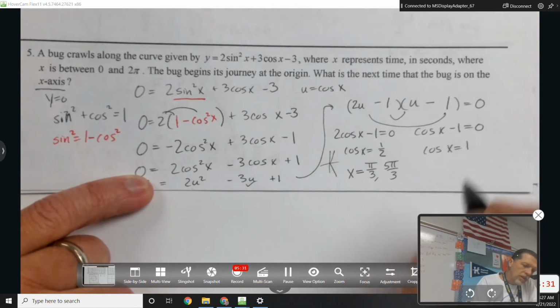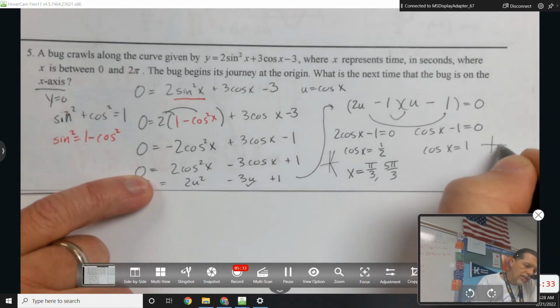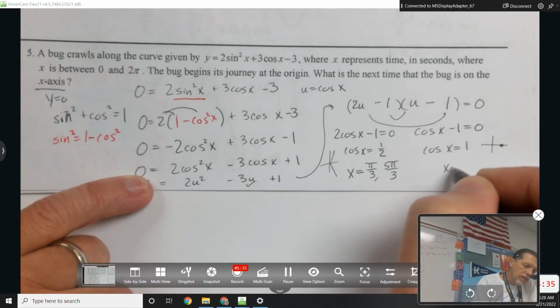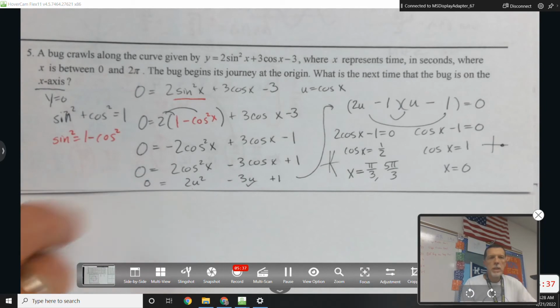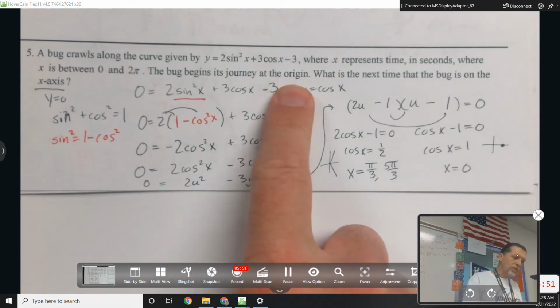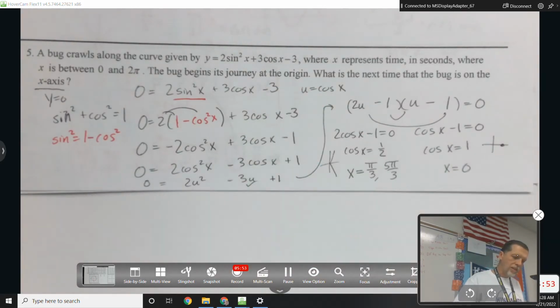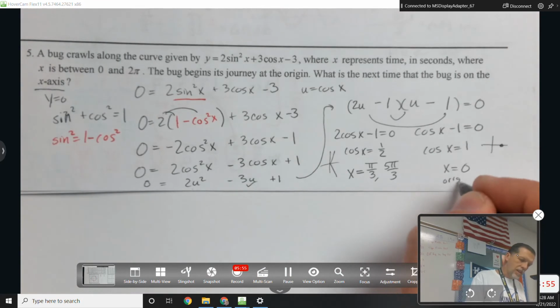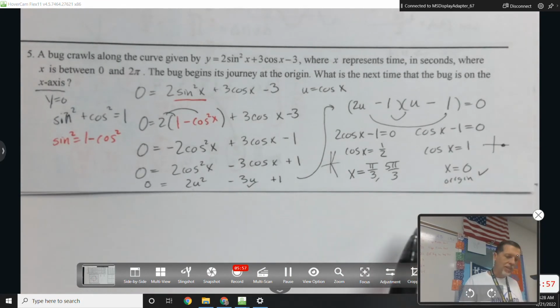And then cosine of x equals 1 at 0. But now let's read the question and make sure we answer the question that's asked. We solved the math. Now let's make sure we answer the right question. The bug begins its journey at the origin. So that would be at x equals 0, y equals 0. So that's that guy. So that checks out.